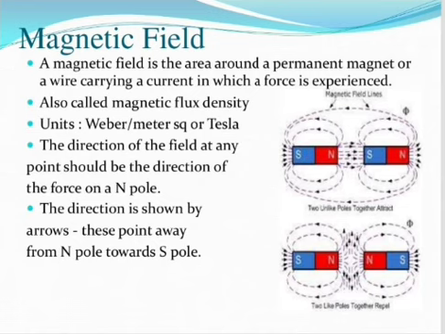The two unlike poles together attract. The invisible magnetic force will pull the poles together. The two like poles together repel; they will push each other apart and will not touch or attract each other at all. So the direction of the field at any point should be the direction of the force on a north pole. The direction is shown by arrows. These point away from the north pole towards the south pole.